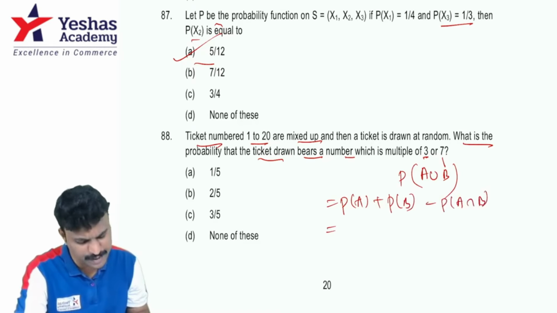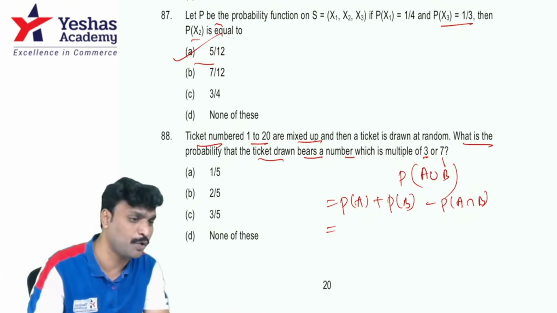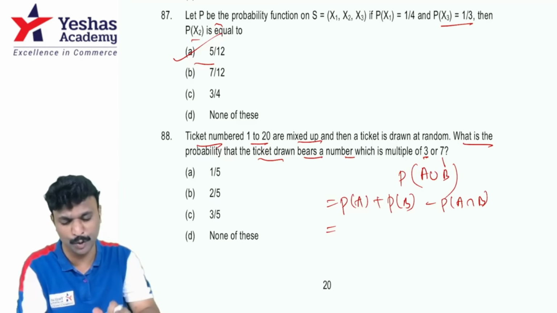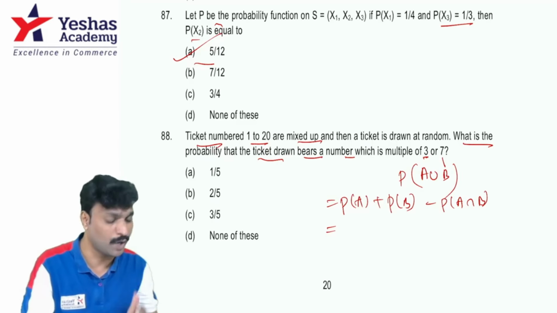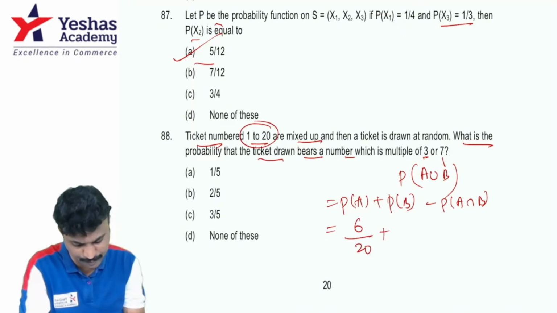Guys, how many multiples of 3 are there from 1 to 20? 20 divided by 3 you get 6.66. You should take only the integral part. So 6 multiples out of 20 numbers. 1 to 20 means 20 numbers.